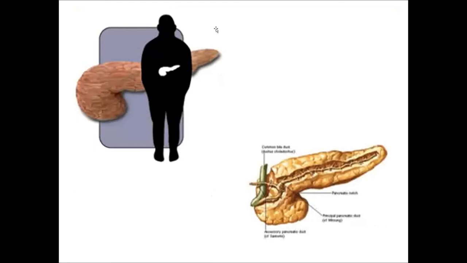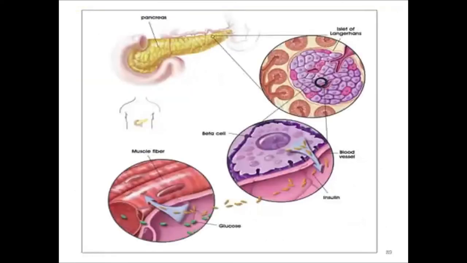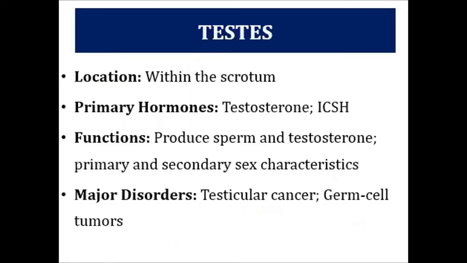It may present some disorders in different parts. Okay, testes. Within the scrotum, the primary hormone is testosterone. Functions: produce sperm and testosterone, primary and secondary sex characteristics. Major disorders: testicular cancer, germ cell tumor.